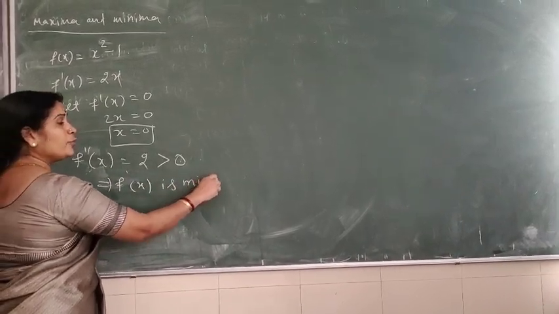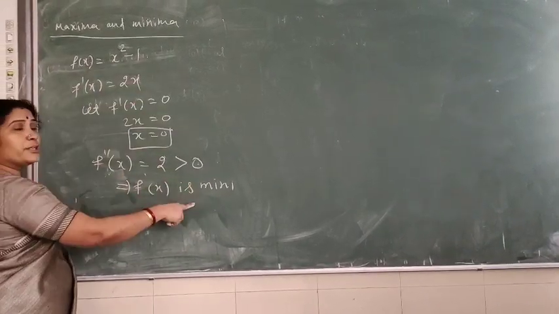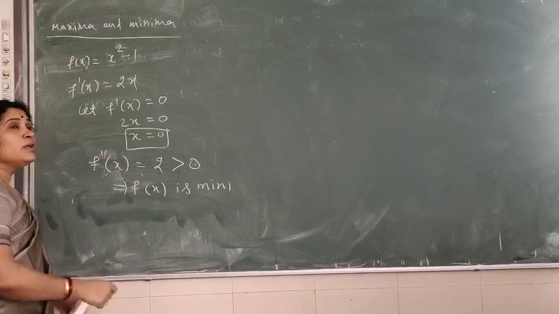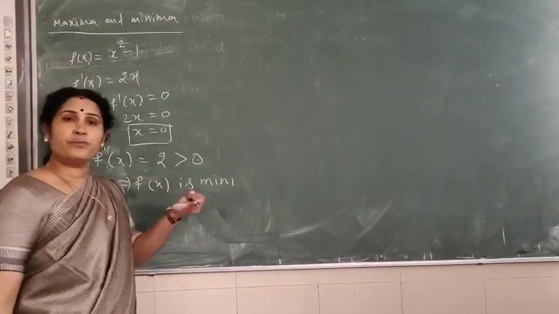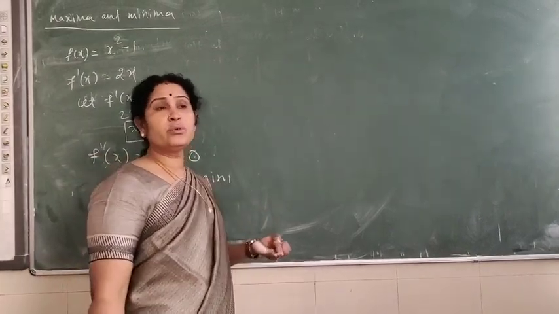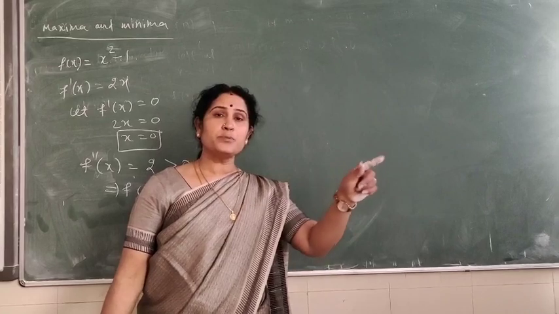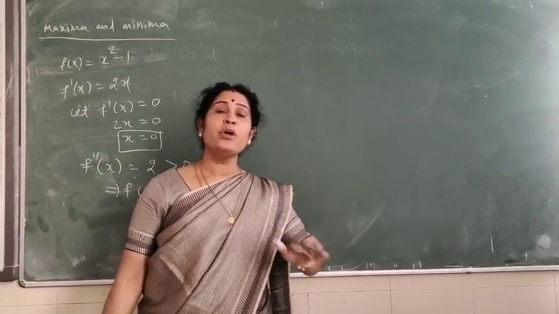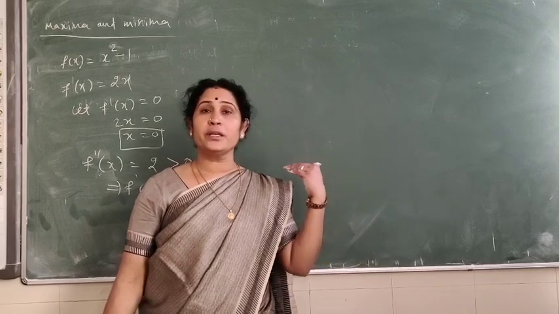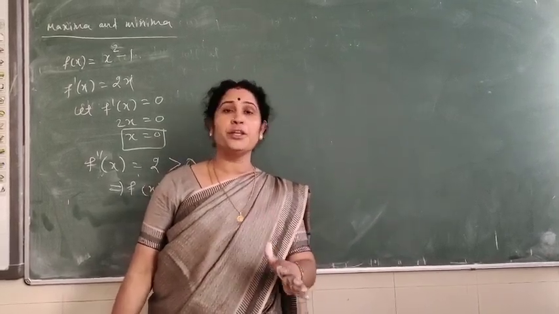And if you want to find the minimum value, substitute x as 0, and we get the minimum value as minus 1. So for the second derivative test, what do we have to do? Find f dash of x. Let f dash of x equal to 0 so that you get the value of x. Then find f double dash of x. Substitute the value of x in f double dash of x. If you get less than 0, we say maximum. If you get greater than 0, we say minimum. That is the second derivative test.